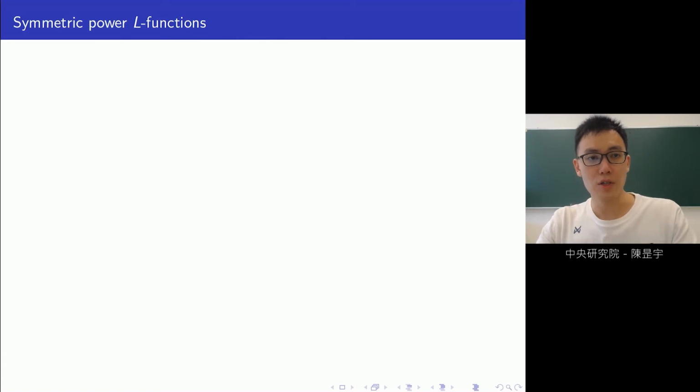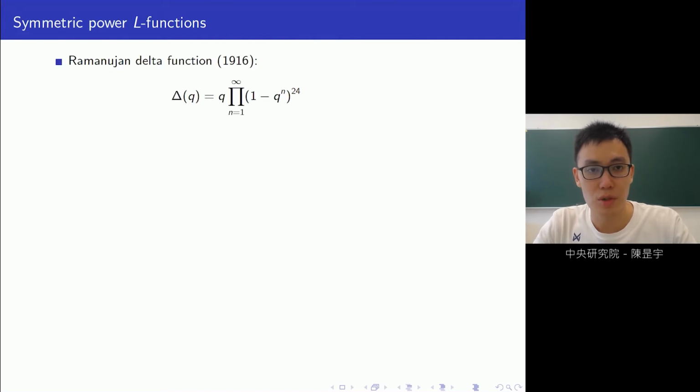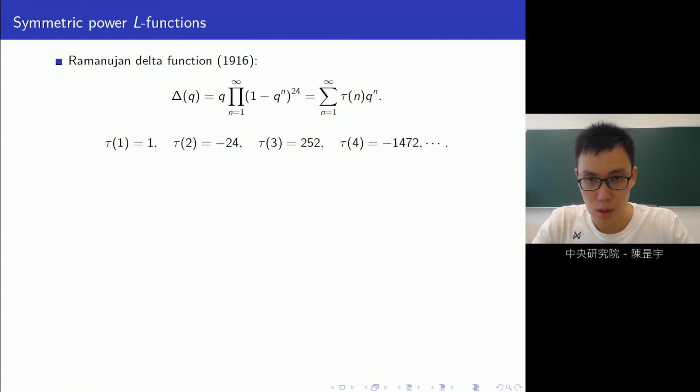The symmetric power L functions are defined with respect to some input data. Here we take the input data to be the Ramanujan delta function, for example. The Ramanujan delta function is defined by this formal infinite product, and we expand this formal infinite product with respect to powers of q. Then we obtain a sequence tau 1, tau 2, tau 3, tau 4, and so on. Tau 1 is 1, tau 2 is minus 24, and so on.